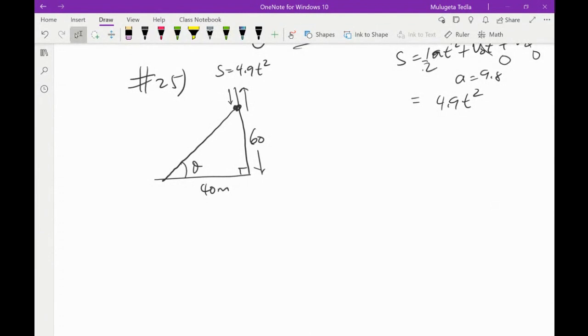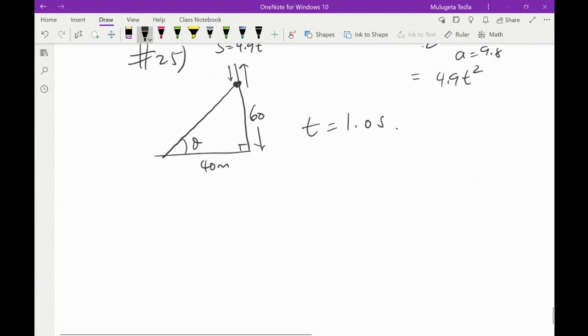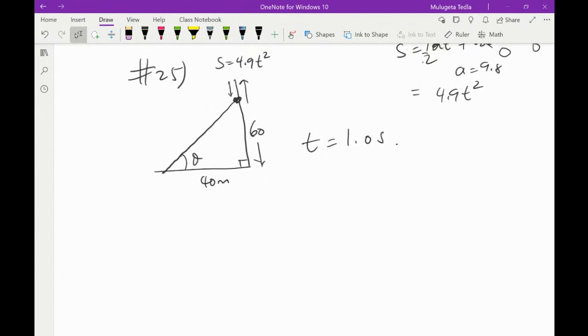Okay, so they want, if the top of the building is 60 above the person's eye level, how fast is the angle of elevation of the object changing after 1 second? Time is equal to 1 second. So what is this? This is what? 60 minus s. Do you agree?